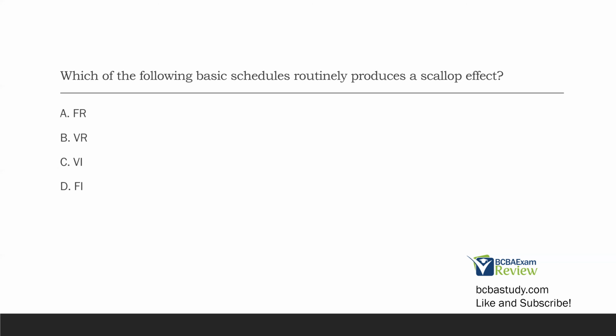So what basic schedule routinely produces that? It's going to be fixed interval, okay? And we're not going to review the other three because this is one of the few, I would say, rote questions you need to know, okay? What produces a post-reinforcement pause and a scallop effect? It's going to be a fixed interval. Again, think through why it happens, and it makes sense, okay? Nothing else, though. Just know this. FI, scallop effect.